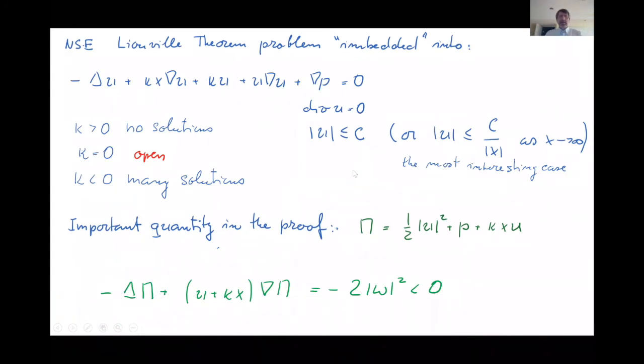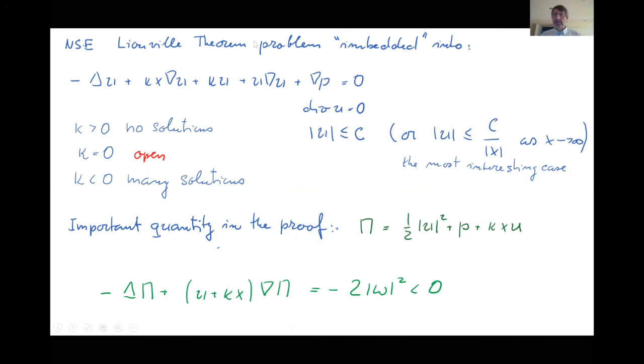One way to think about it is that you can embed the original Liouville theorem, which we were discussing with Nikolai many years ago, in three dimensions, into this family of equations where you look at this equation with a parameter kappa. And for kappa positive, it turns out by the very nice proof of Tai-Peng Tsai that there are no solutions.